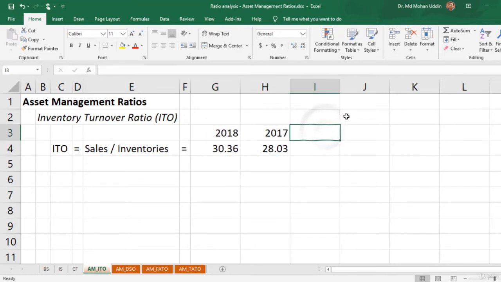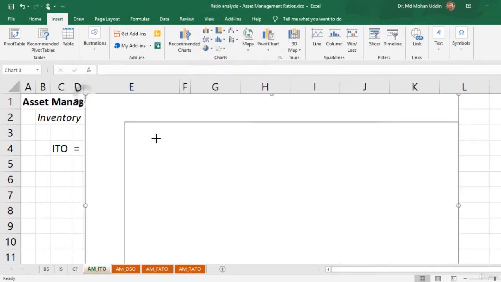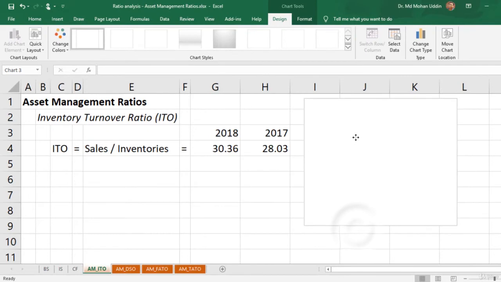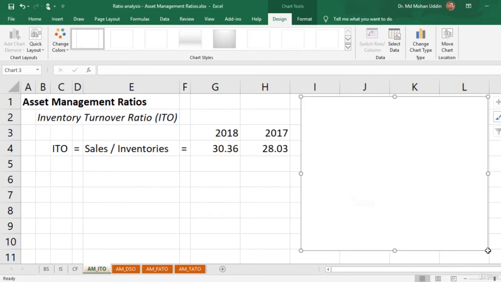In fact, we can insert a chart from the Excel tool and use the chart to see the inventory turnover ratio changes over time. For comparing only 2 years' performance we don't need a chart, but if we compare over 5 years or so, then we will of course use the chart, because that will be more useful.